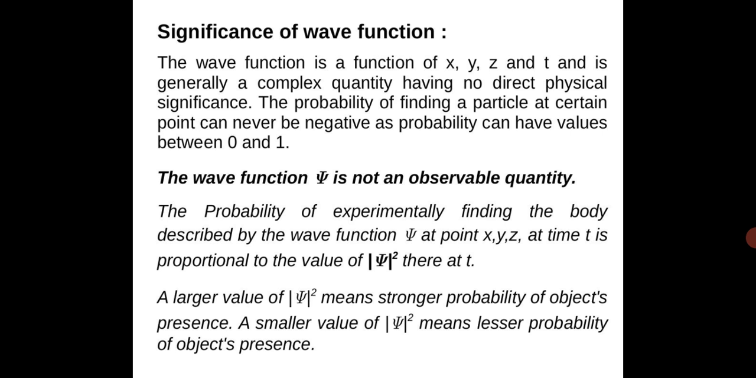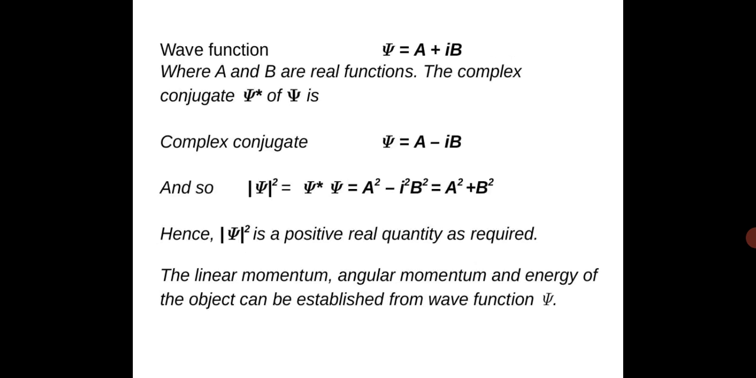The probability of experimentally finding the body described by the wave function psi at point x, y, z at time t is proportional to its value mod square of psi there at time t. The larger the value of mod square psi means stronger probability of the object's presence. The smaller the value, the lesser the probability of the object being present over there.